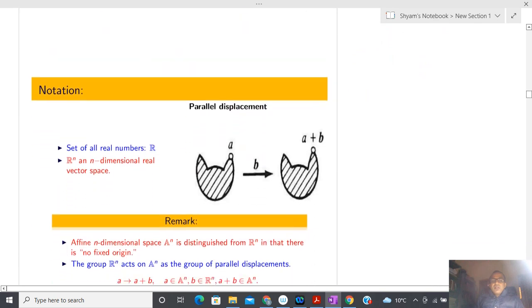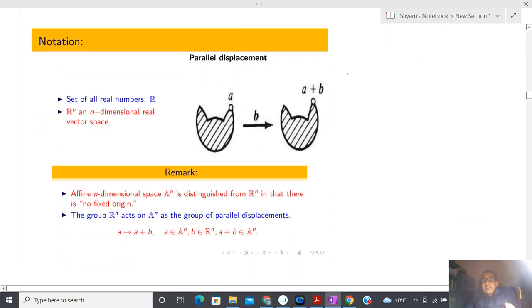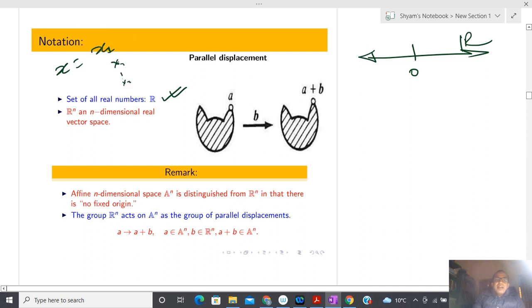Now let us start with some notions. In order to understand this, some notions are required, and I hope that most of these things you already know. R is the set of all real numbers; several times I have told you that the set of real numbers is represented like this, and Rn means n-dimensional real vectors. It means that if I have some quantity like a position vector x1, x2, up to xn, I can represent this as the Cartesian product of n real numbers, and at the same time I can write Rn. Rn is an n-dimensional real vector space, meaning each entry is a real number.